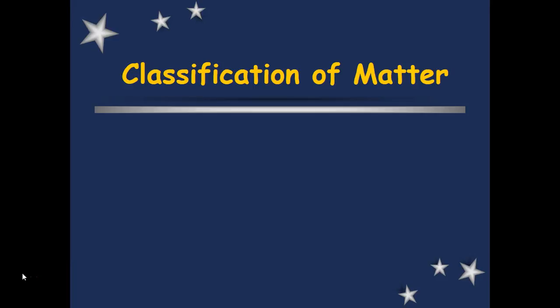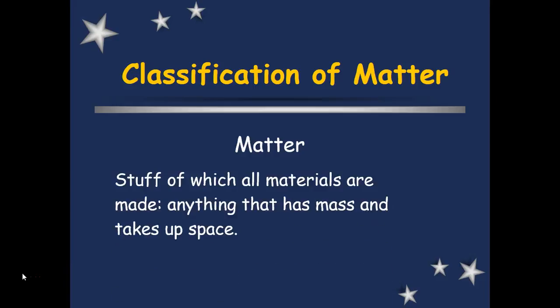Today's lesson is on the classification of matter. Matter is the stuff of which all materials are made, anything that has mass and takes up space. So we learned last week that anything that has mass is called its mass, and anything that takes up space is called its volume. And if we compare those two things, mass to volume, we get the density of the object, which allows us to identify it because each material has its own unique density.